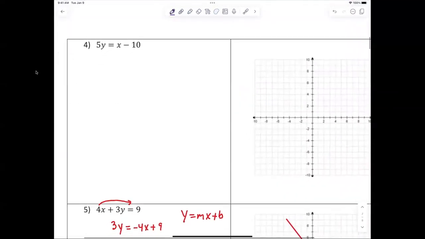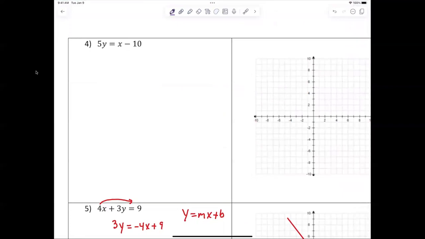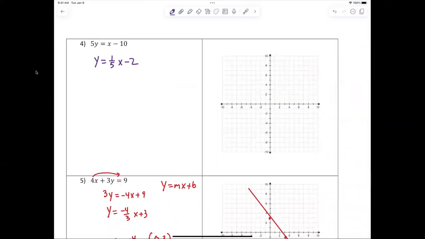All right, let's take a look at number 4. For number 4, we had to do what? Divide by 5. So y equals 1/5 x minus 2. Where are we starting at? -2. And then from there we go what? Up 1 and to the right 5. Anybody have any questions with that?